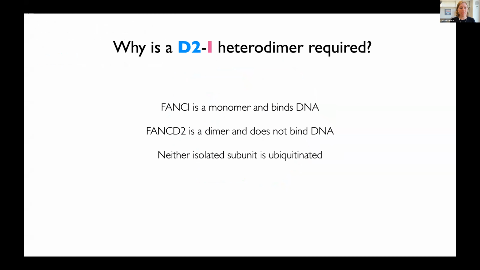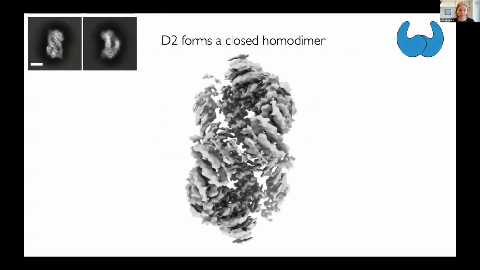Finally, a major remaining question was, given that these two subunits are so similar, why is a heterodimer really required? To address this, we purified the two proteins separately. I'm not going to show you all the data, but we found that FANC-I is a monomer and it binds DNA. FANC-D2 is a dimer and doesn't bind DNA, and neither isolated subunit is ubiquitinated. To understand the molecular basis of this FANC-D2 dimerization and gain insight into why it doesn't bind DNA, we determined the structure using cryo-EM.